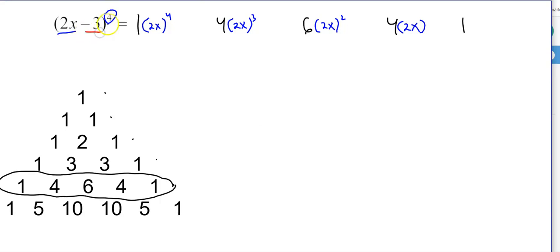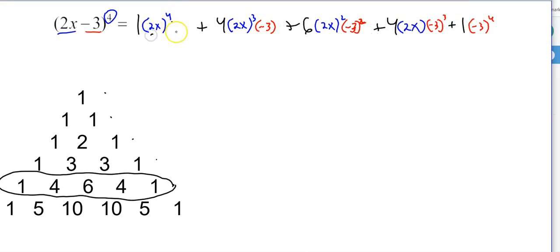Okay, negative 3 is being put to the fourth power, so that's the last term. I'm going to put it this way: negative 3 to the fourth, negative 3 to the third, negative 3 squared, and negative 3. Right now, all these are plus. We'll see if some of them become negative here, but I'm just going to put this in there.